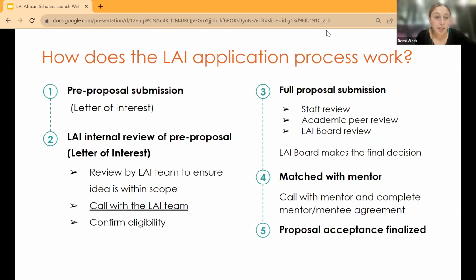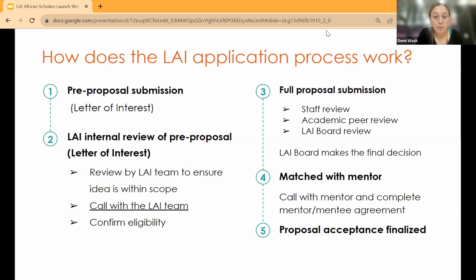Then the first due date is the letter of interest deadline, which will be November 7th. Once your letter of interest is sent in, it will be reviewed amongst our team at J-PAL with our co-chairs. This will allow us to determine whether or not it's eligible to go to the next round. If you are approved to submit a proposal, then you'll have a call with our LAI team to discuss more details about the proposal. And then the actual proposal submission will be on December 13th.